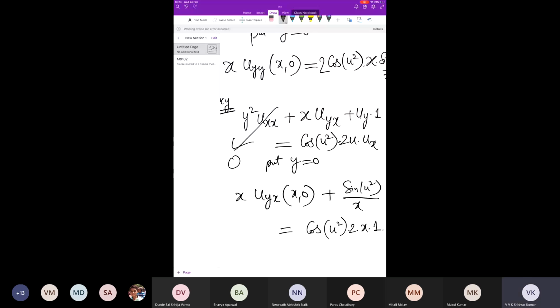From here you write this. So this is a typical problem to extract the derivatives one by one without even solving the given PDE.